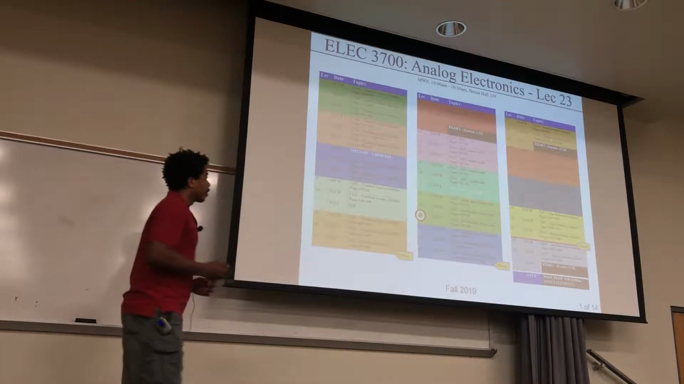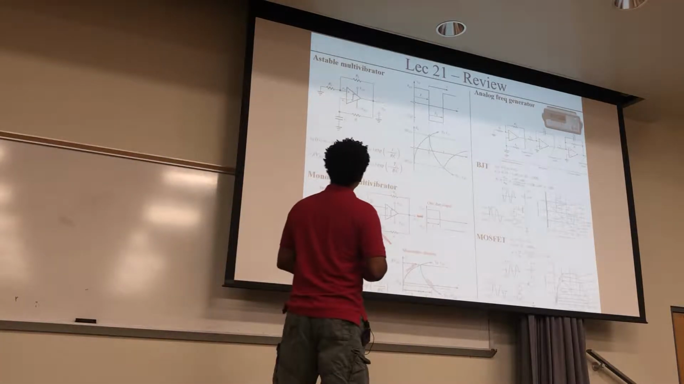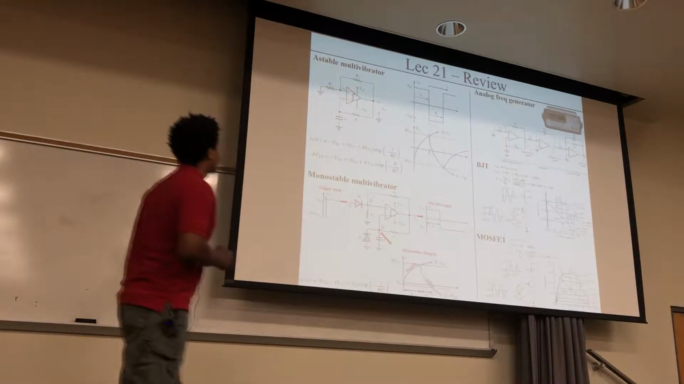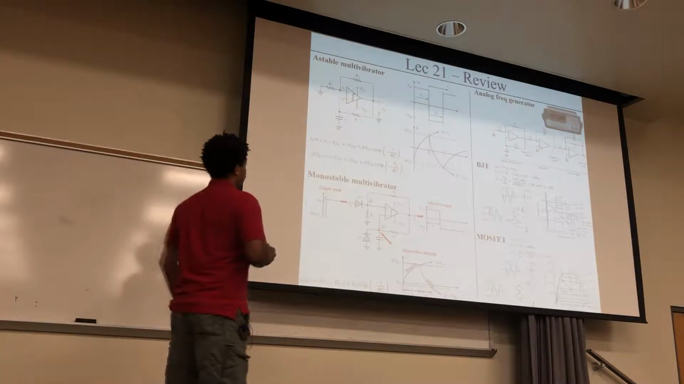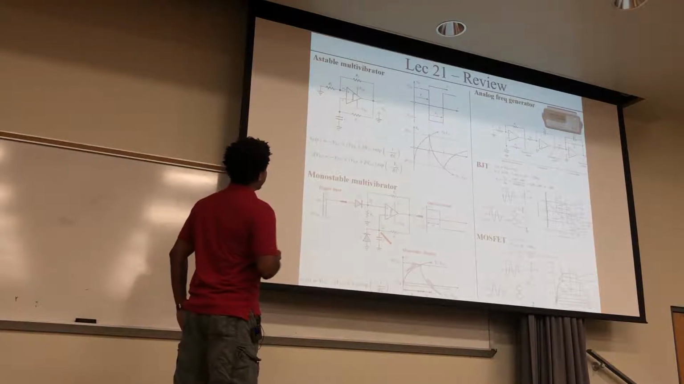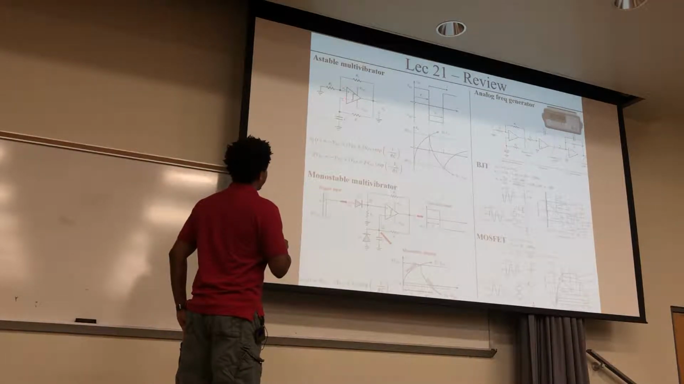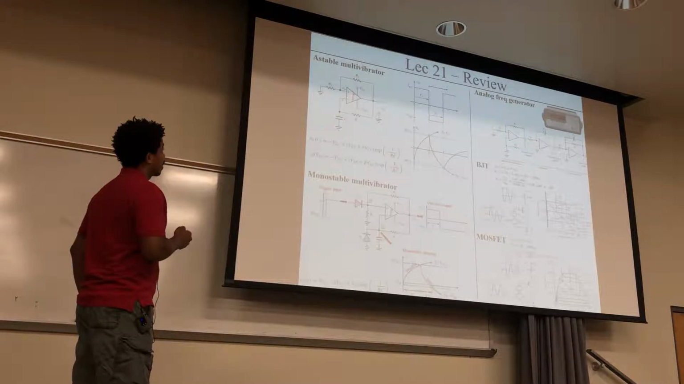Okay, so for review, for lecture 21, we went over the astable multivibrator, and we saw that what we can do with this multivibrator is use a comparator, and these comparators have this interesting property where they have a very high slope right here.